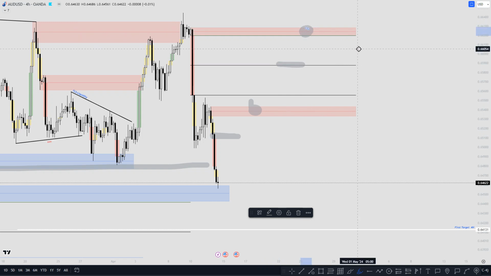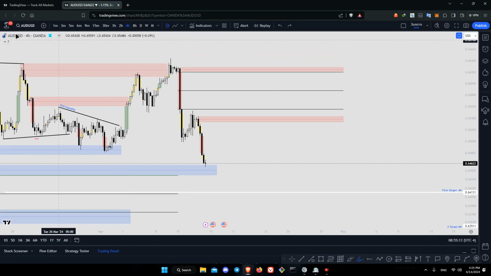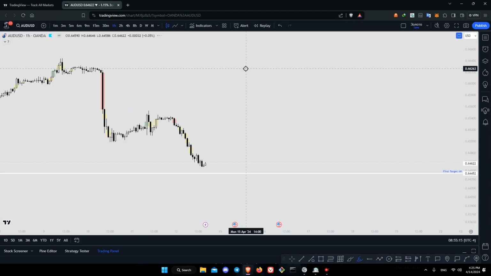Actually, it depends on yourself, because I'm just giving you some ideas and opinions about the AUD USD, and it depends on yourself to go for the long or short trades. So we have this idea for the AUD USD in the 4 hour time frame. But let's go to the 1 hour time frame.